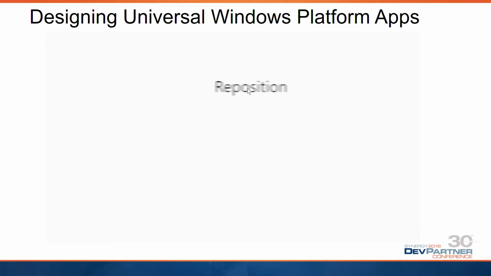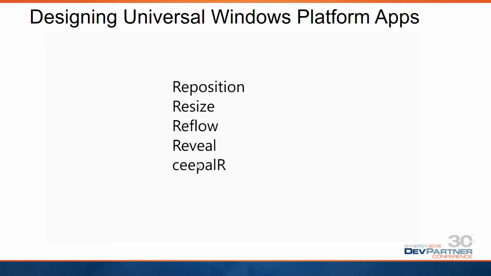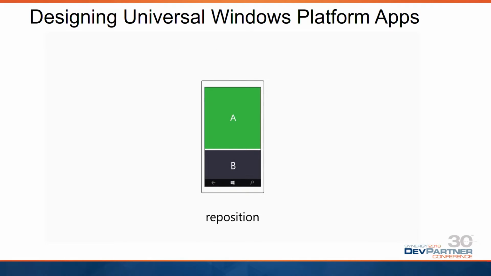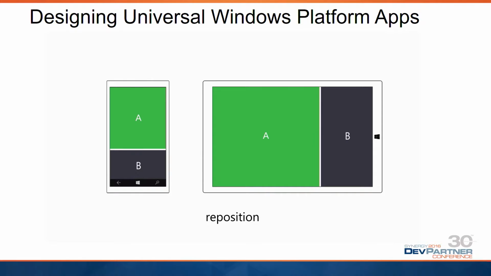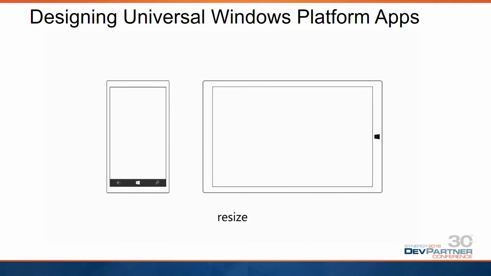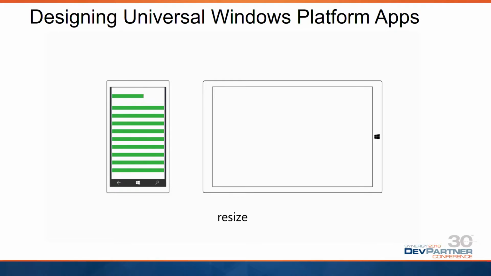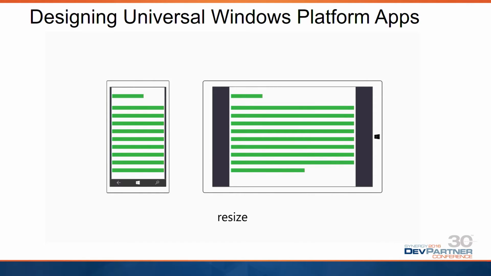If this is the case, there are some techniques to help you design your app for a specific screen size. We call these techniques the 6 R's. Depending on whether a screen is portrait or landscape, you may want to reposition some content. It may be easier to scroll content vertically on one device and horizontally on another. If you have a larger screen, you may want to resize some elements and adjust margins and spacing. This may improve readability and comfort.